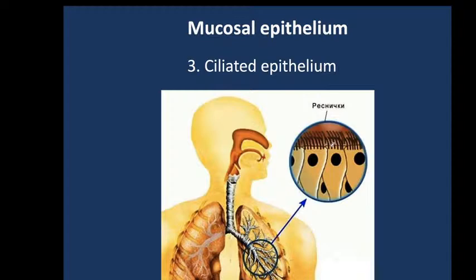And sometimes we could find the ciliated epithelium, in which every cell has special appendices, special small cilia, and usually this structure moves in one direction, and they help to move the structures that come from the surface, and they move them outside.